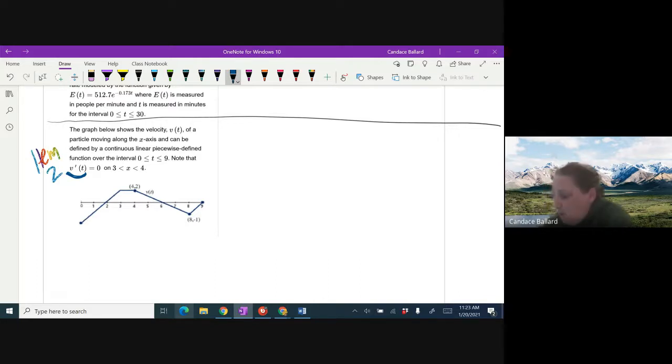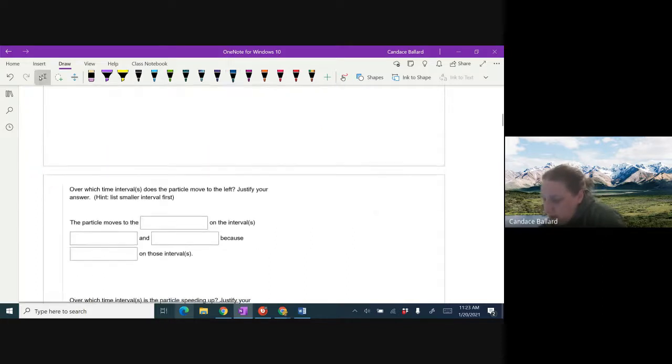The acceleration. So I could rewrite that as the acceleration, which equals the derivative of velocity, equals 0 on 3 to 4, which we could have probably gotten out of the graph because it's just talking about the slope on the graph, right? Okay, so let's look at what they're wanting us to do. Over which time interval is the particle moved to the left? Justify your answer, okay?